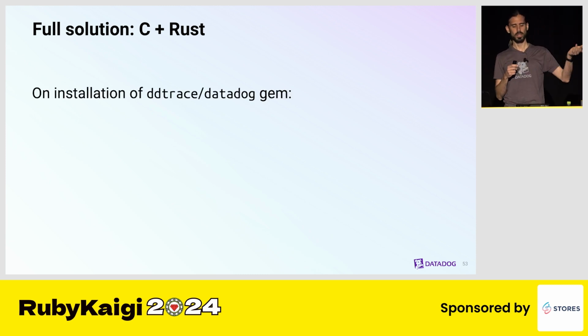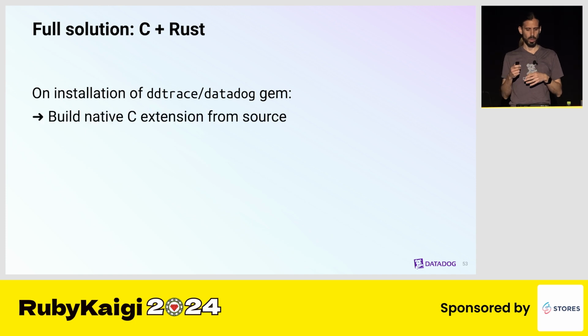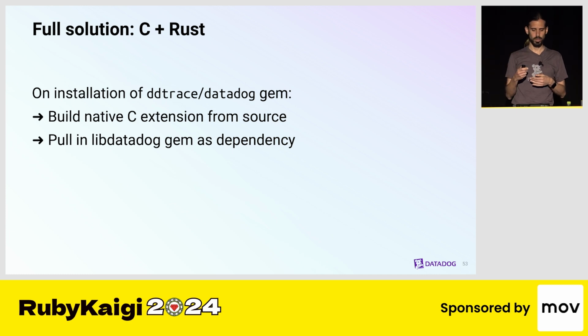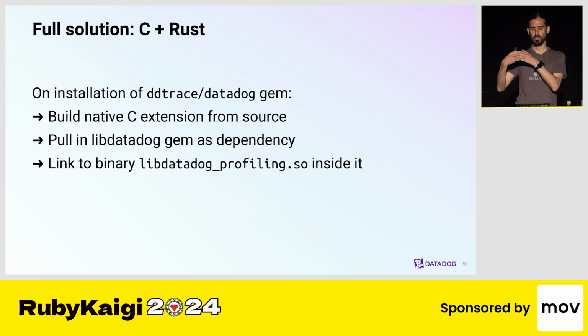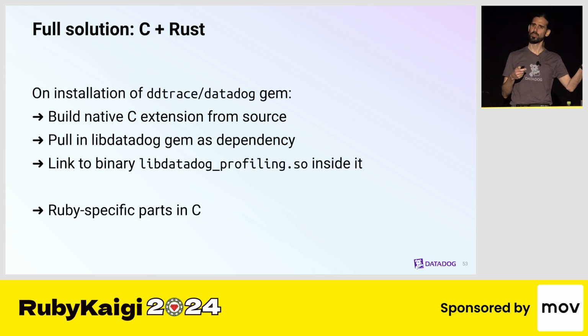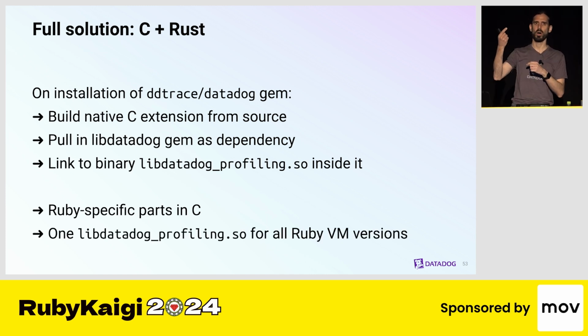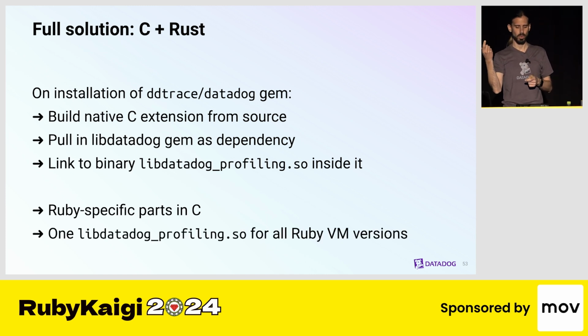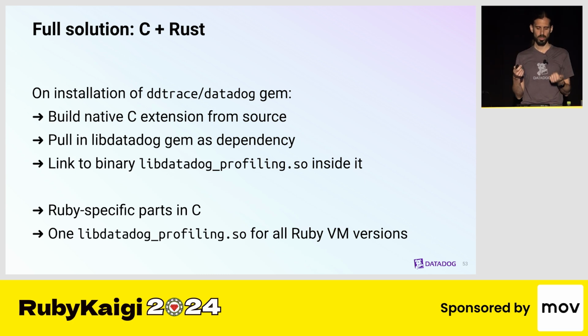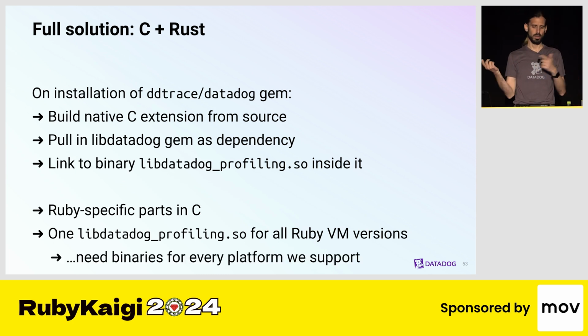And so when you install the ddtrace gem, we build the native C extension from source, like so many other Ruby extensions. And then we pull in the libdatadog gem as a binary, and then we link both. So we have the Ruby-specific part in C, and then we can keep one Rust native component that is used across multiple Ruby versions, although we need binaries for different platforms that we support.